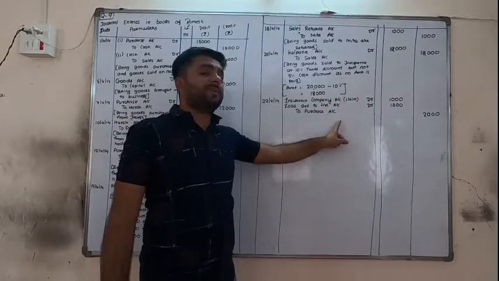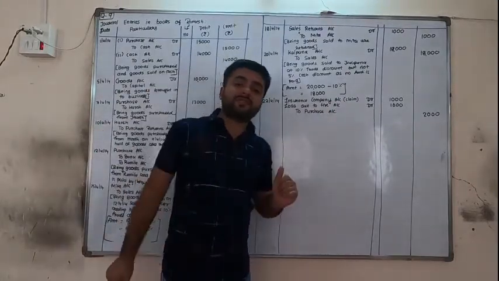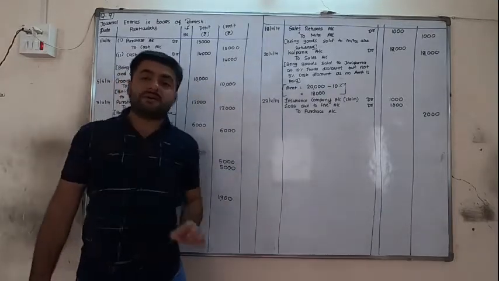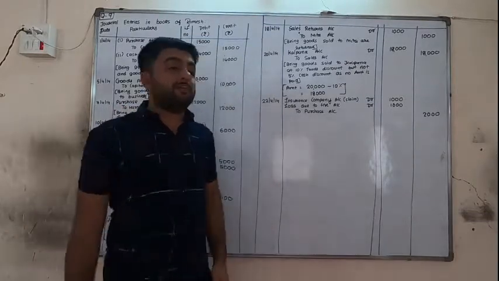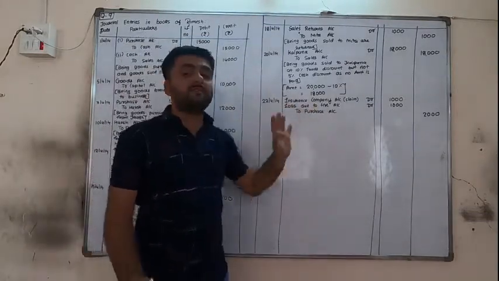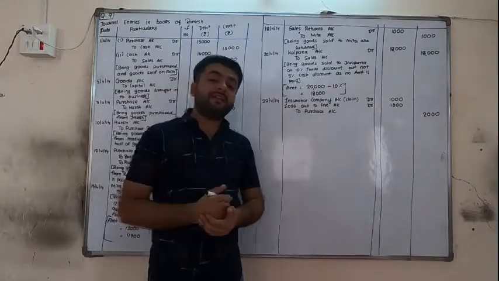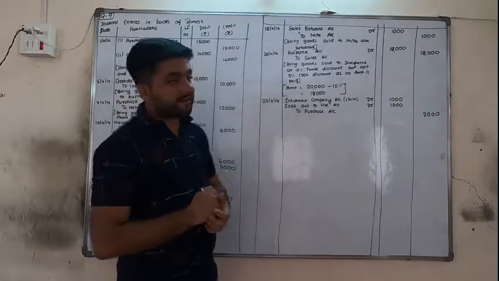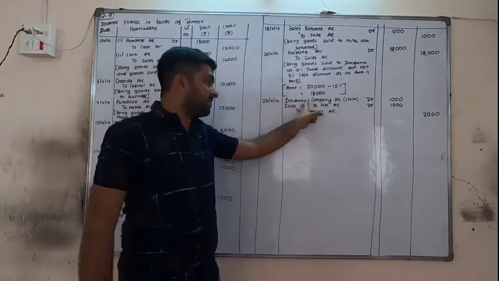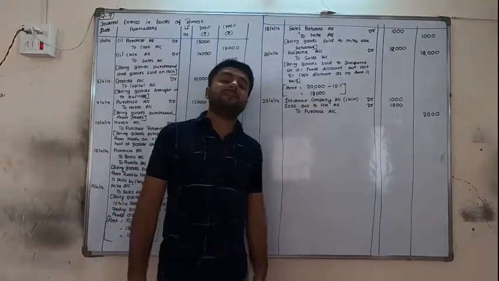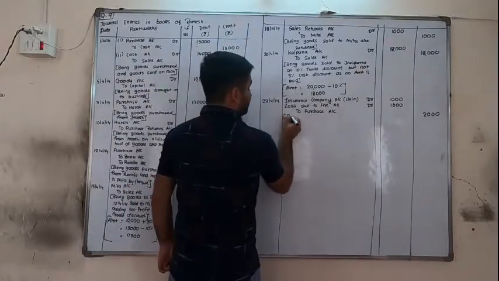So what is the entry? Insurance company account debit to purchase account 2000, because there is no loss. Now if the question is that goods of 2000 destroyed by fire, and I am not giving anything about the claim, then loss due to fire account debit to purchase account 2000, because nothing is given by insurance company. And if I write that goods of 2000 destroyed by fire, insurance company gives 1000, then purchase account credit 2000, insurance company 1000, and the remaining they are not giving, that is our loss. Okay, so in this way you need to write.